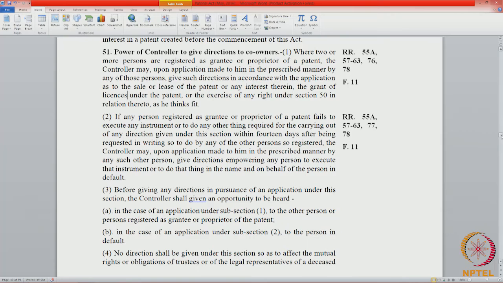In section 51(2), it will be the person in default. Person in default as in the person who refused to sign the agreement. Now, let us look at the instance which we discussed earlier.